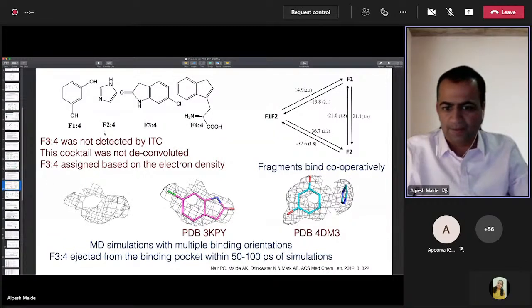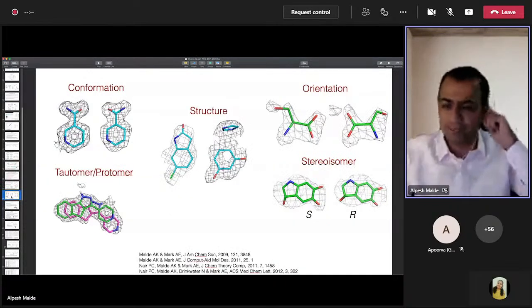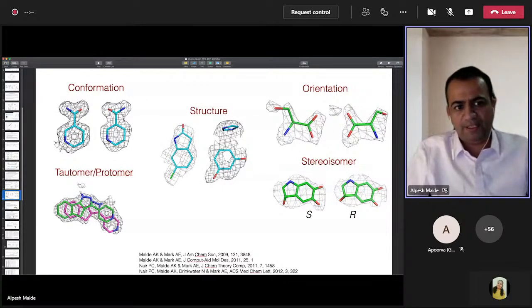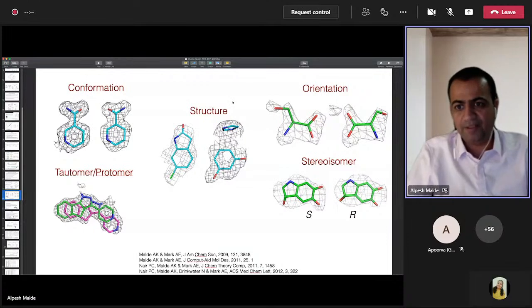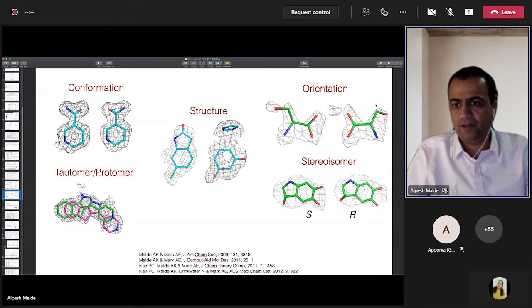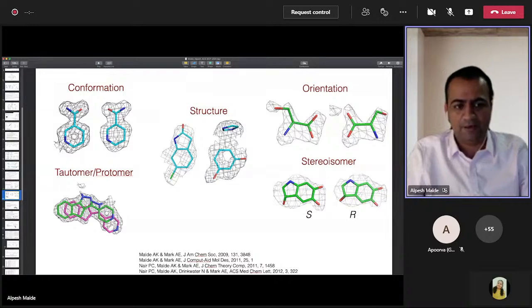So again, in the next slide, I'll just show you an overview of the examples where we have shown that what you see in the X-ray crystal structure and what we find in reality may not always be the same. One of the examples includes the conformation of the molecule, the structure itself. It could be the relative orientation, how you place them, or it could be the stereochemistry, S versus R, or it could be the tautomer or the protomeric form.